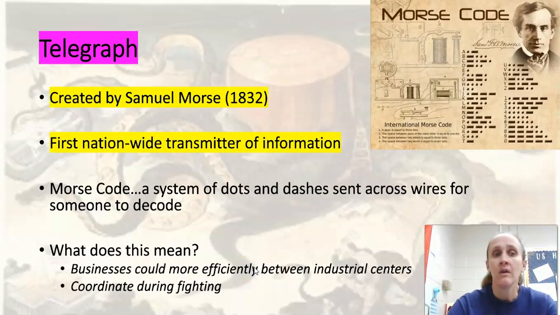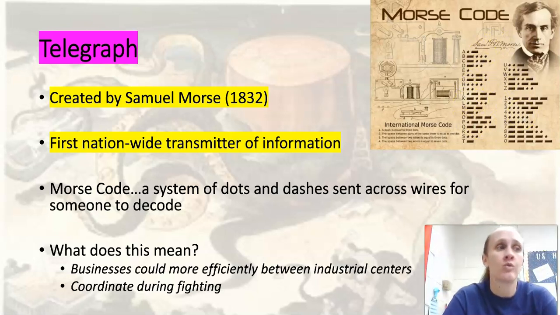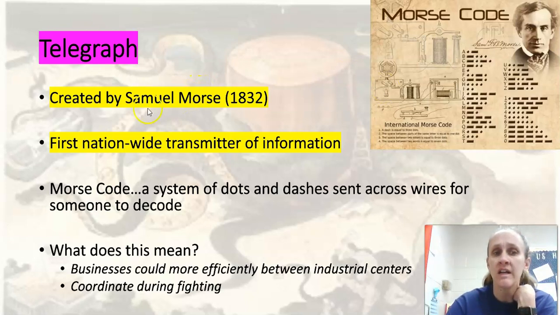All right, so the telegraph. Here's Samuel Morse up at the top. This is Morse code. You've heard of it before. We'll talk about it again when we get to World War I, World War II. But they used Morse code during the Civil War. It was a way to transmit information, a system of dots and dashes that you heard, and that translated into letters and numbers, which translates into a message. Okay, so again, created by Samuel Morse. It's the first nationwide transmitter of information that's ever been created for our country.